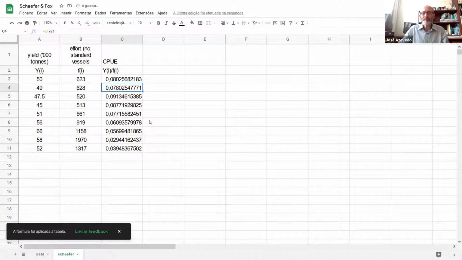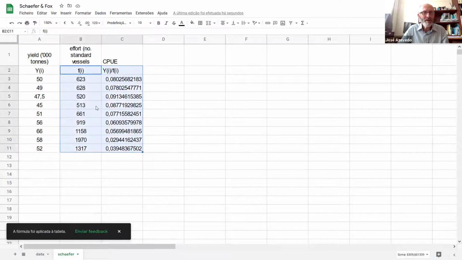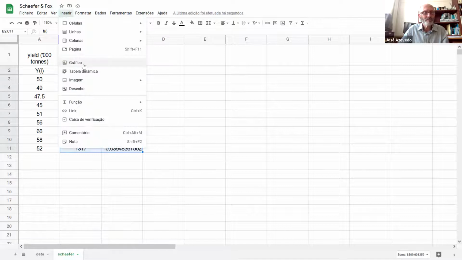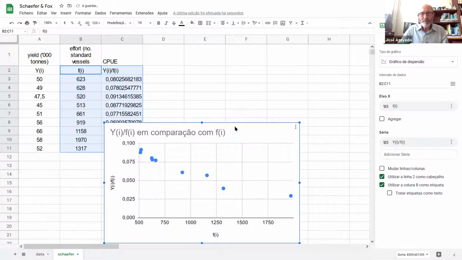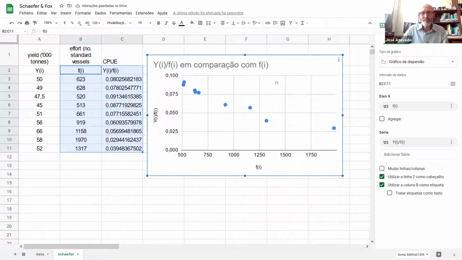There you go. Let's have a look at this. We've seen this graph already in the presentation, so this should be no surprise. So let's just make a graph. There you go. A bit big, let me make it a little smaller. So again, this is a decreasing series where higher fishing effort translates into lower capture per unit effort.